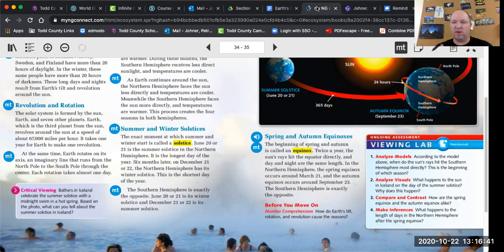So how long does it take the Earth to go around one time? Okay, not around the sun, just to spin around one time. And that affects days and nights. So think about that. Hint, hint.